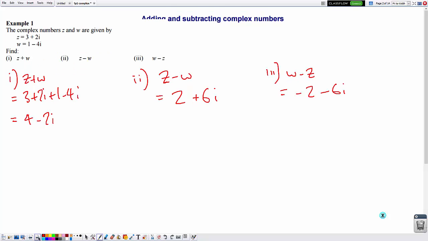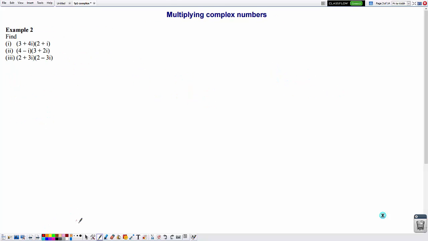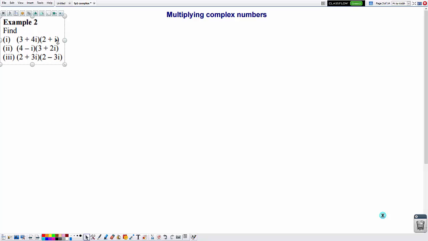Okay, let's move on to multiplying. Multiplying works as you just multiply out like you'd expect. So multiply out your brackets, and the only thing you have to remember is i squared is equal to -1. It's pretty easy. So let's look at the first one. Actually, if you're confident, try these on your own, then pause, and then check to see you got them right.